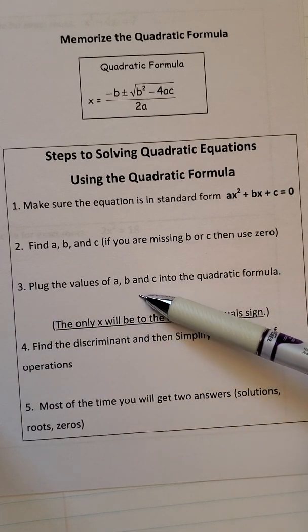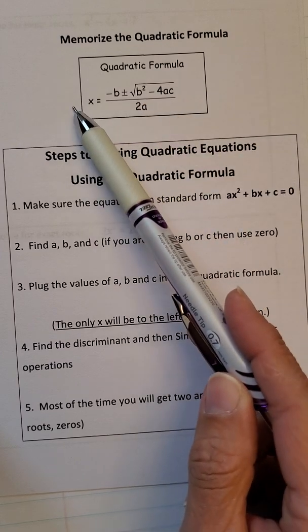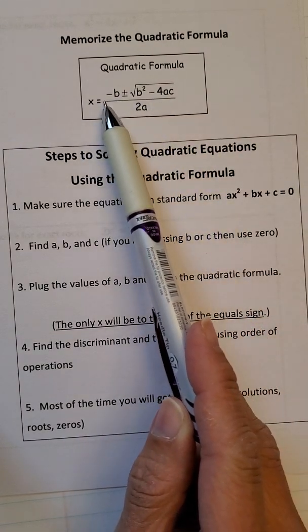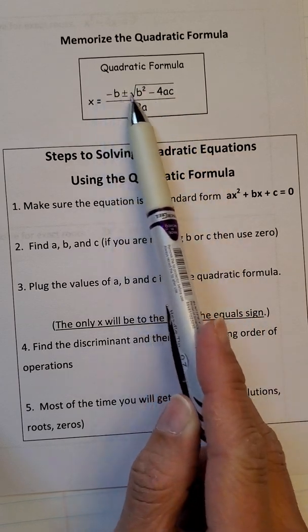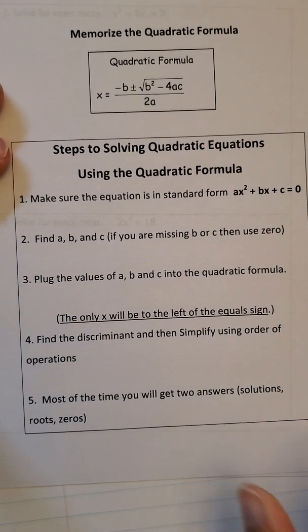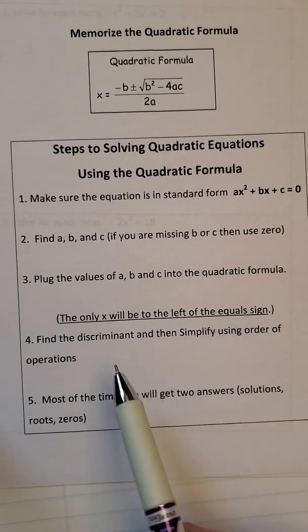Then you're going to plug the A, B, and C back into this formula. Notice it says X equals. Notice this line, it says all over 2A. It goes from here to here. You have to completely simplify the top of that fraction before you divide by 2A. You get the wrong answer if you don't do it that way.